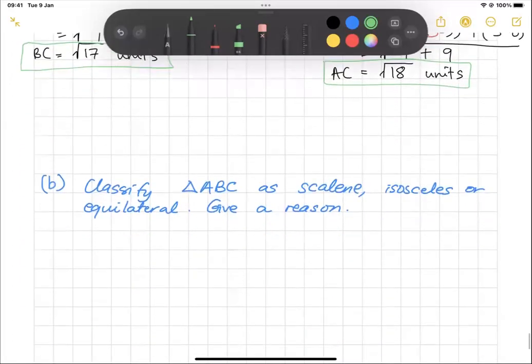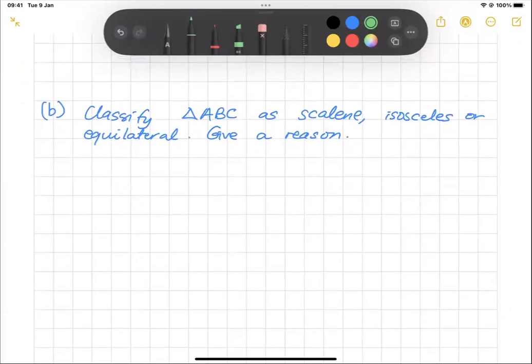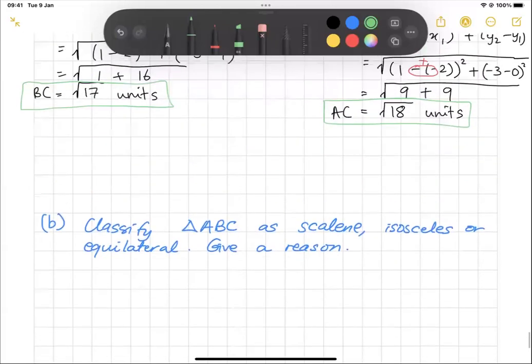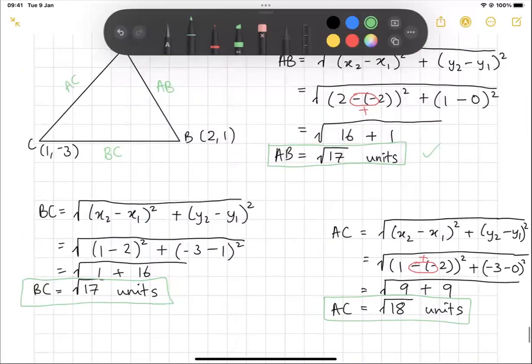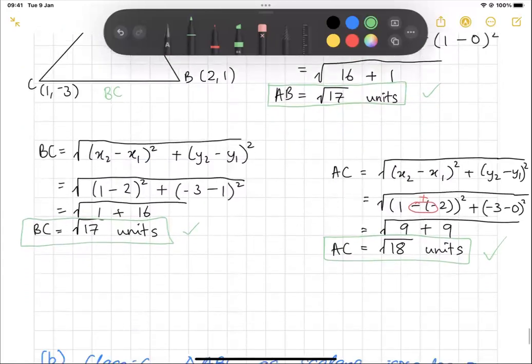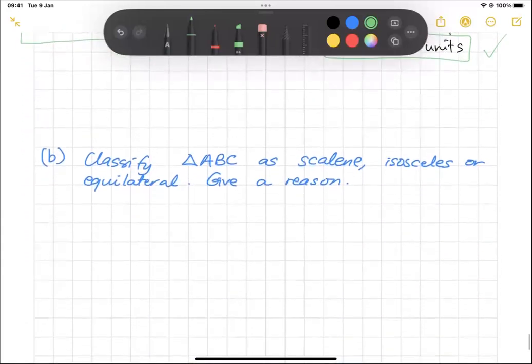Last but not least, question B, it says classify the triangle ABC as scalene, isosceles, or equilateral. Give a reason why. So what I'm going to look at is my lengths, which are all the ones in green here. What I've noticed is AB and BC are exactly the same units. The same length. And AC is the only one that's different. From what I can tell, scalene is a triangle with different sides. Isosceles is a triangle with 2 sides that are exactly the same length. And equilateral, all 3 sides are exactly the same.